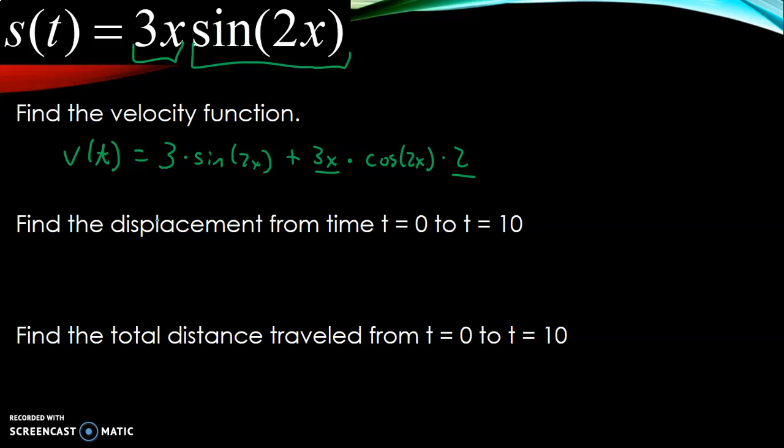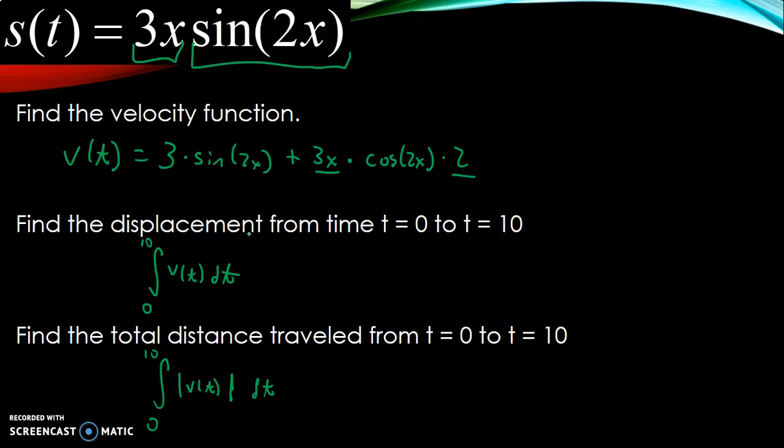So in order to find the displacement or the total distance, we're going to use the integral of velocity to move up a level. So for displacement, I would do the integral from 0 to 10 of v of t dt. And for the total distance traveled, it's very similar. I'm still doing the integral from 0 to 10. This time we're going to do the absolute value of velocity with respect to time.